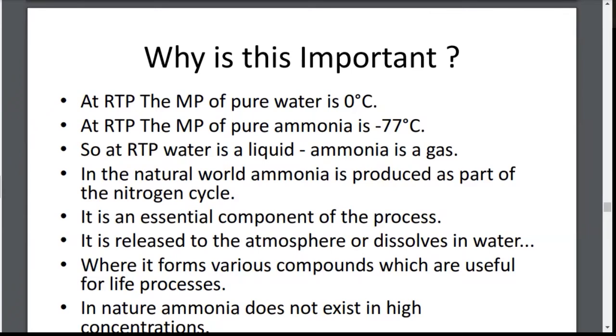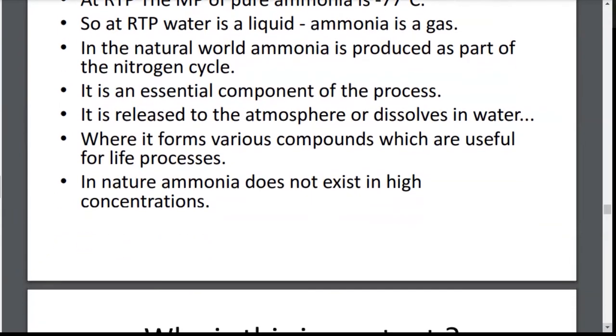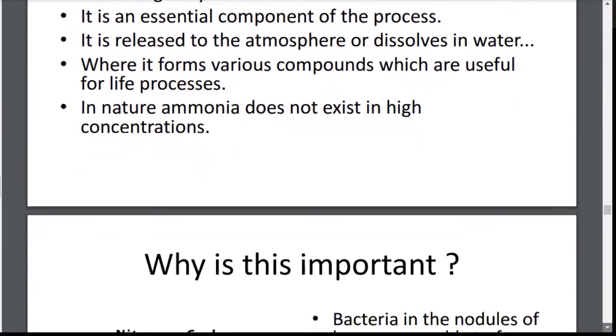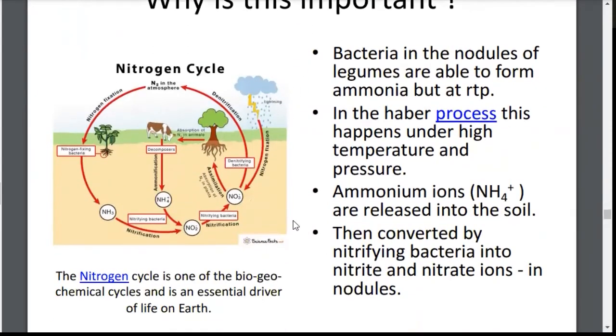Ammonia is released to the atmosphere in the nitrogen cycle, or it dissolves in water, where it forms various compounds which are essential and useful for life processes. In nature, ammonia doesn't exist in high concentrations because it's so toxic. It will poison things. So why is all that important? Here is a quick picture of the nitrogen cycle, with a link for it as well. It's one of the biogeochemical cycles, and is an essential driver for life on Earth.